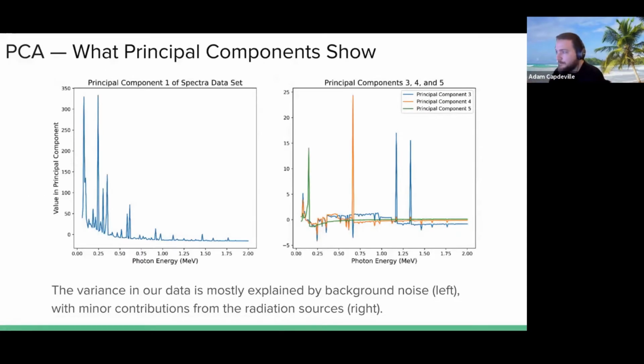Now, here is how our data broke down with PCA. Most of the data is just background radiation, so it makes sense that PCA 1 explains 95% or greater of our data, saying that there is background radiation here. But you can see mostly on the right that through our components 3, 4, and 5, 3 being our cobalt peak, which is the blue, and then PCA 4, which is our cesium, is our orange peak right there, and our PCA 5 is our tech peak, which is the green peak right there.